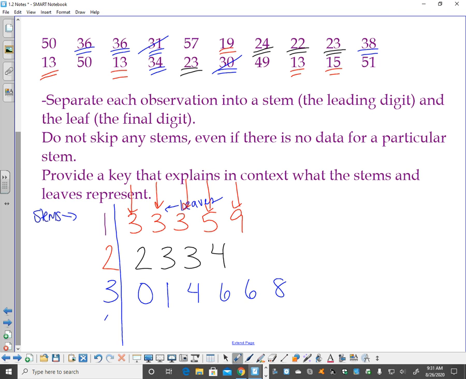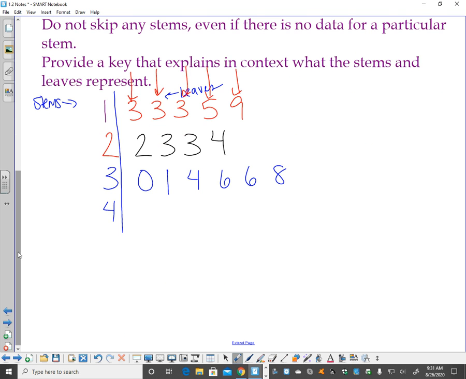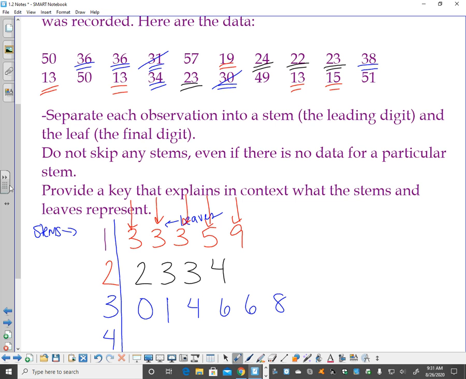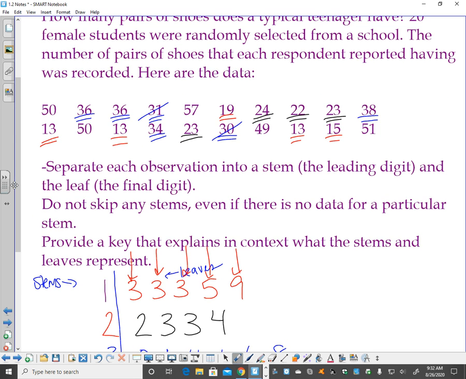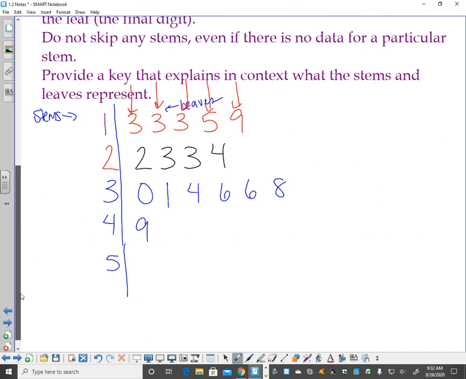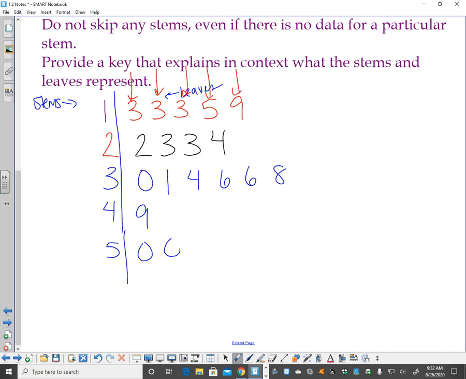All right, for 4s, I see a 49. Okay. And for 5s, I've got a 50, a 50, a 51, and a 57. So 0, 0, 1, 7. Okay, there we go.